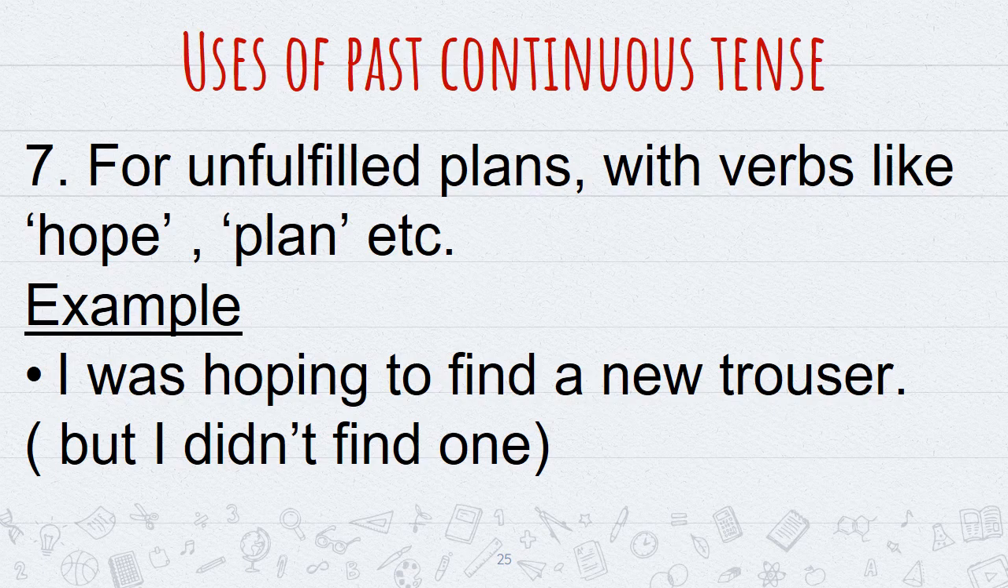Number 7 rule of past continuous tense. For unfulfilled plans with verbs like hope, plan, etc. For example, I was hoping to find a new trouser. I was planning to go to Mumbai. But you didn't find one. Means I was hoping to find a new trouser, but I didn't find. I was planning to go to Mumbai, but I didn't go. Okay. So unfulfilled plans. The plans which haven't been fulfilled.